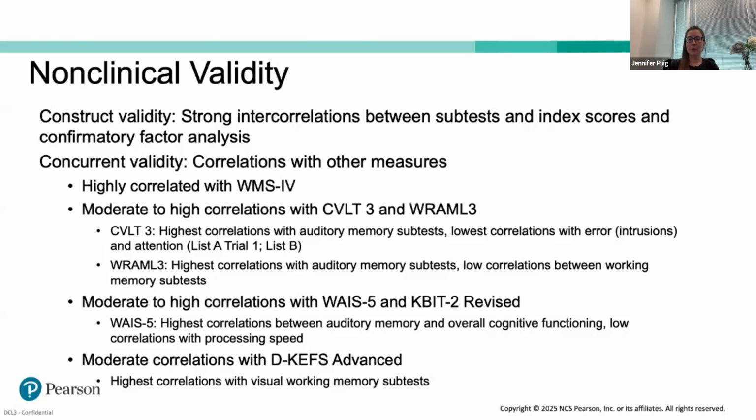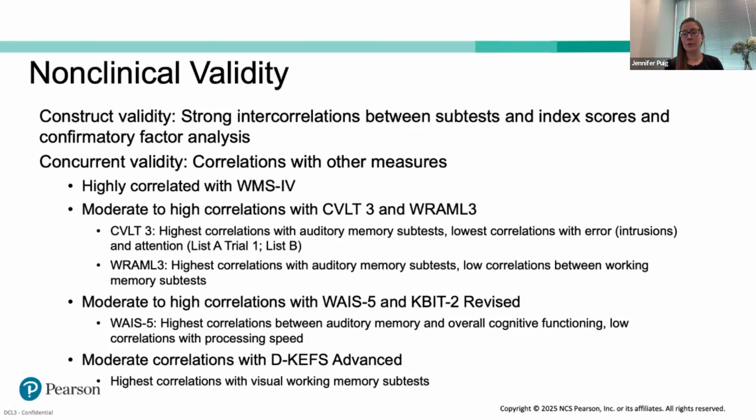Concurrent validity studies examine the relations between WMS-5 and other tests. The WMS-5 was examined with other measures of memory, including the WMS-4, the CVLT-3, and the Wide Range Assessment of Memory and Learning 3, which is also called the RAML. So correlations between the WMS-4 primary subtest and index scores and the WMS-5 primary subtest and index scores were high. In the WMS-5 and CVLT-3 study, the highest correlations were between the CVLT-3 scores and the auditory memory subtests and indexes. The lowest correlations were between the WMS-5 scores and the scores on the CVLT-3 measuring errors and attention.